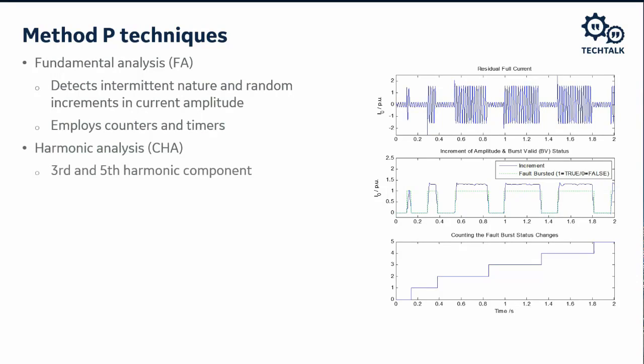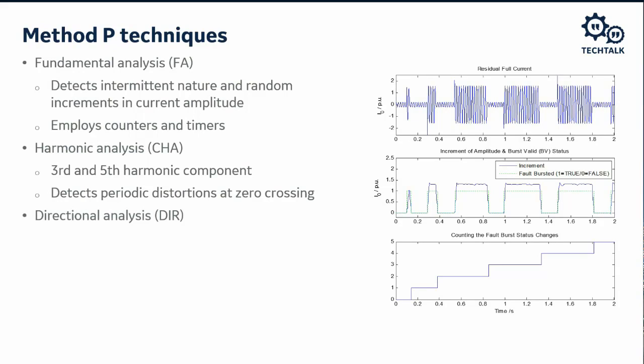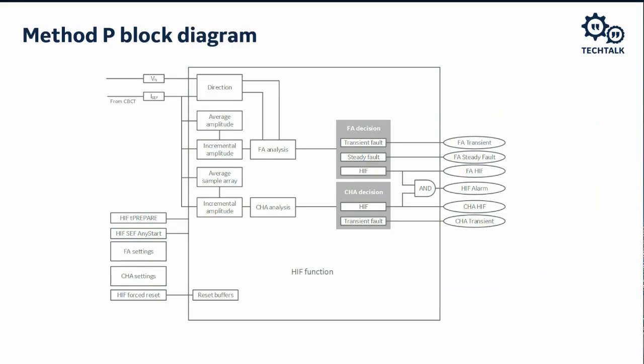Also in use is component harmonic analysis using third and fifth harmonics, detecting the periodic distortions at the zero crossings. To establish the fault direction, Method P uses an instantaneous power measurement in the directional analysis DIR algorithm. The overall block diagram for Method P shows the sensitive earth fault current input, ISEF, from the core balance CT and the voltage input VN at the upper left.